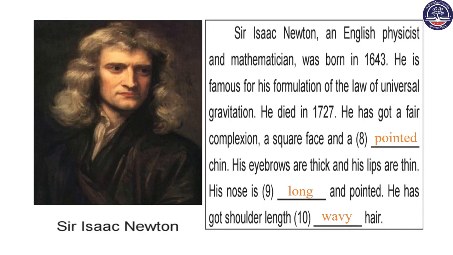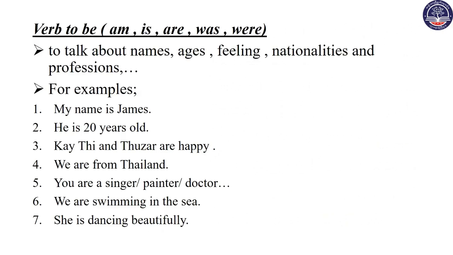Okay, now check the answer. Are the answers correct? At this point, I think you understand a little bit about these people. Okay, now let's move on. Before we do exercise 3, let's find out what the difference is between verb to be and verb to have.